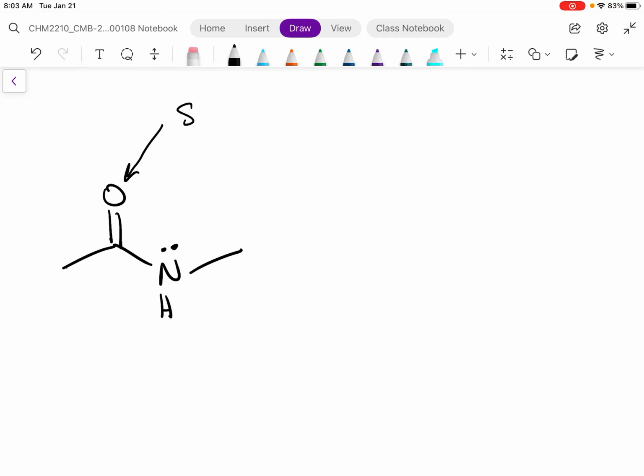What did you guys say? sp2. Okay. And then what would the hybridization state be of that nitrogen? How many groups are around it? 4 groups. So what would you say the hybridization state is? sp3. Okay. Now, amides and esters, what can they do? That lone pair right there is delocalized, because what's adjacent to it? A pi bond. So that lone pair can come down like this and go like that.